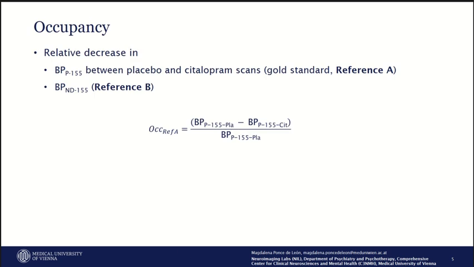Occupancy was calculated as a relative decrease between placebo and citalopram scan, using BPP values estimated between 125 to 155 minutes. This is the gold standard reference. We also calculated the reference without the arterial input function. That means that we replace BPP by BPND in this formula.